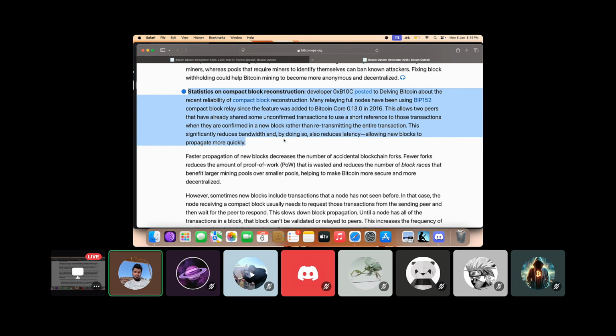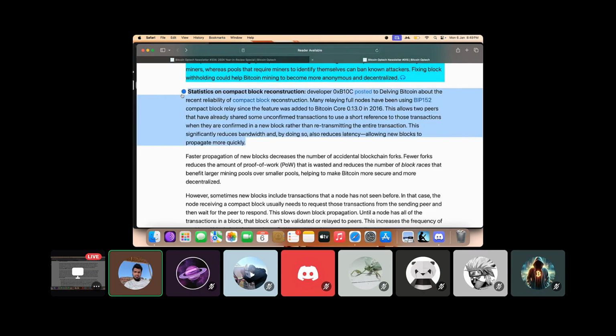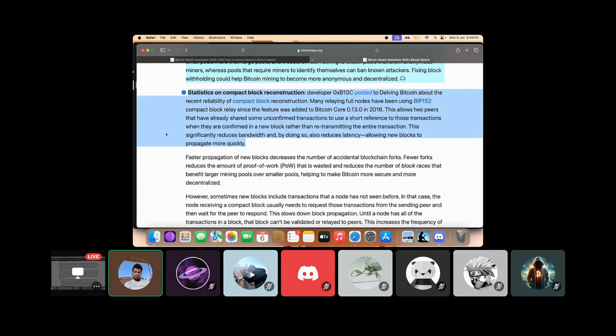So whenever a new block is found, 98 to 99% of the transactions, maybe even 100% of the transactions in that block, are already known to your node. If you're a node runner, they are already known to your node, right? So there is no point in validating those transactions again. All right. So what does BIP 152 do? Instead of validating each and every transaction again, a compact block is shared. What's a compact block?